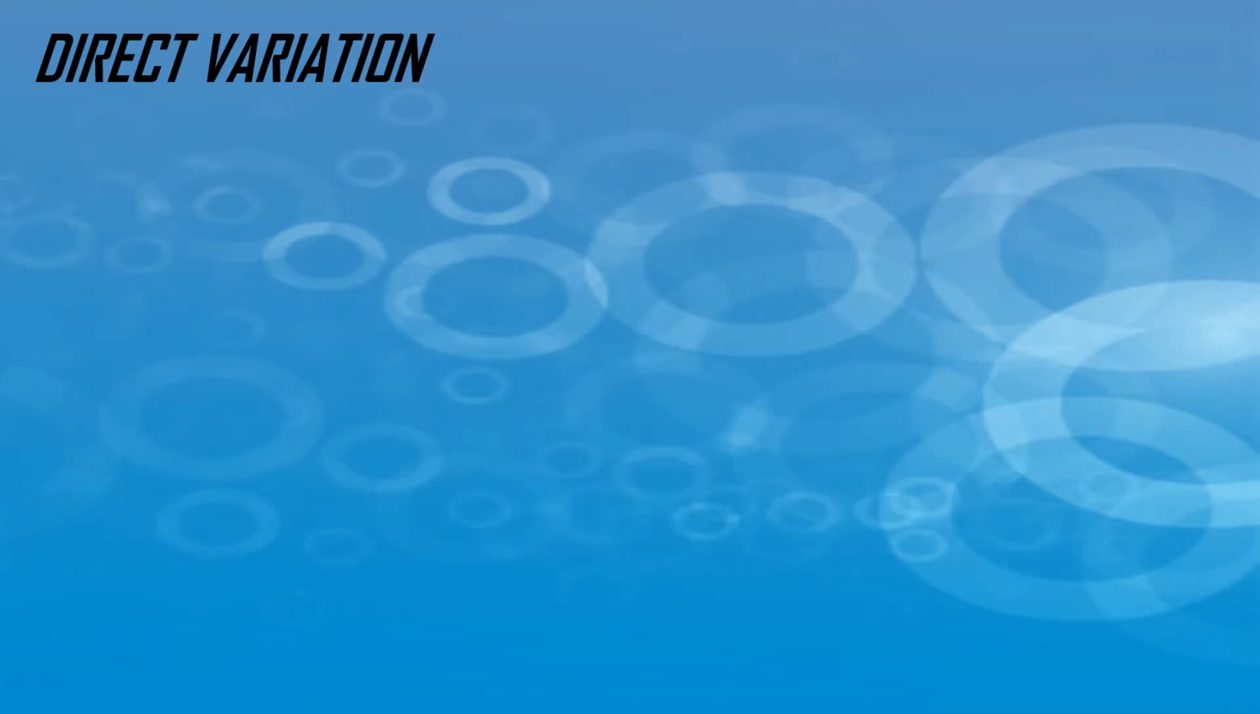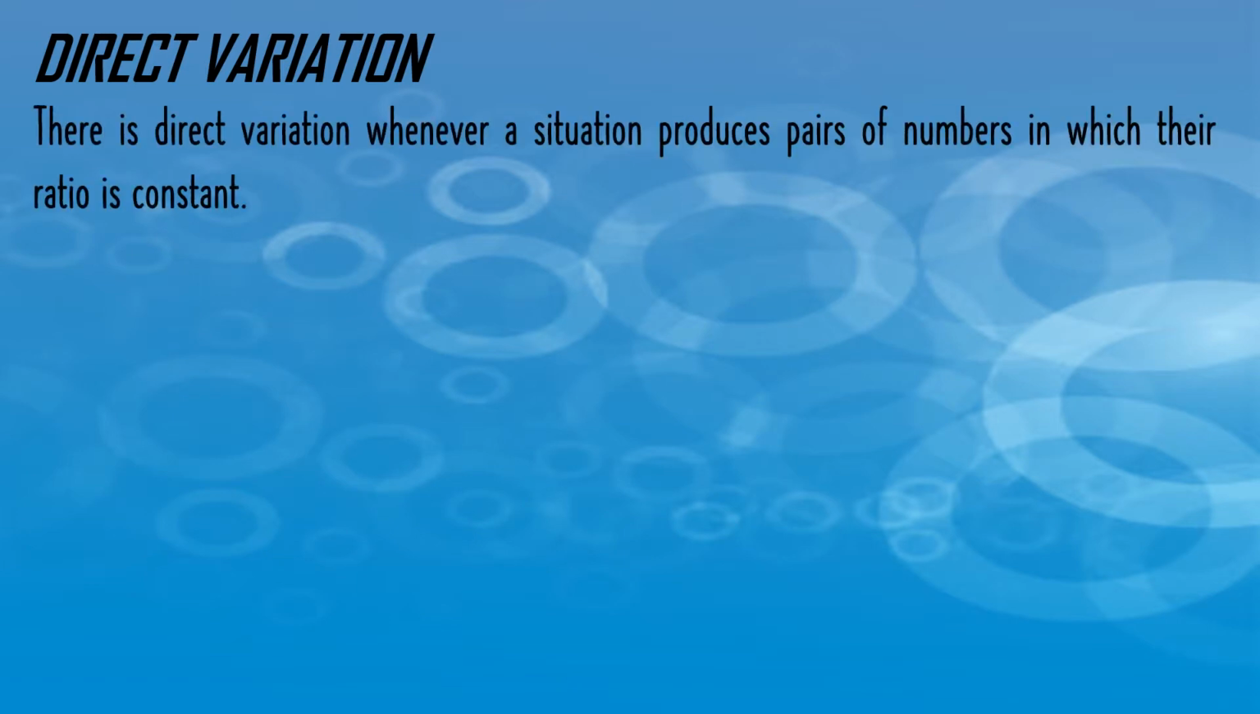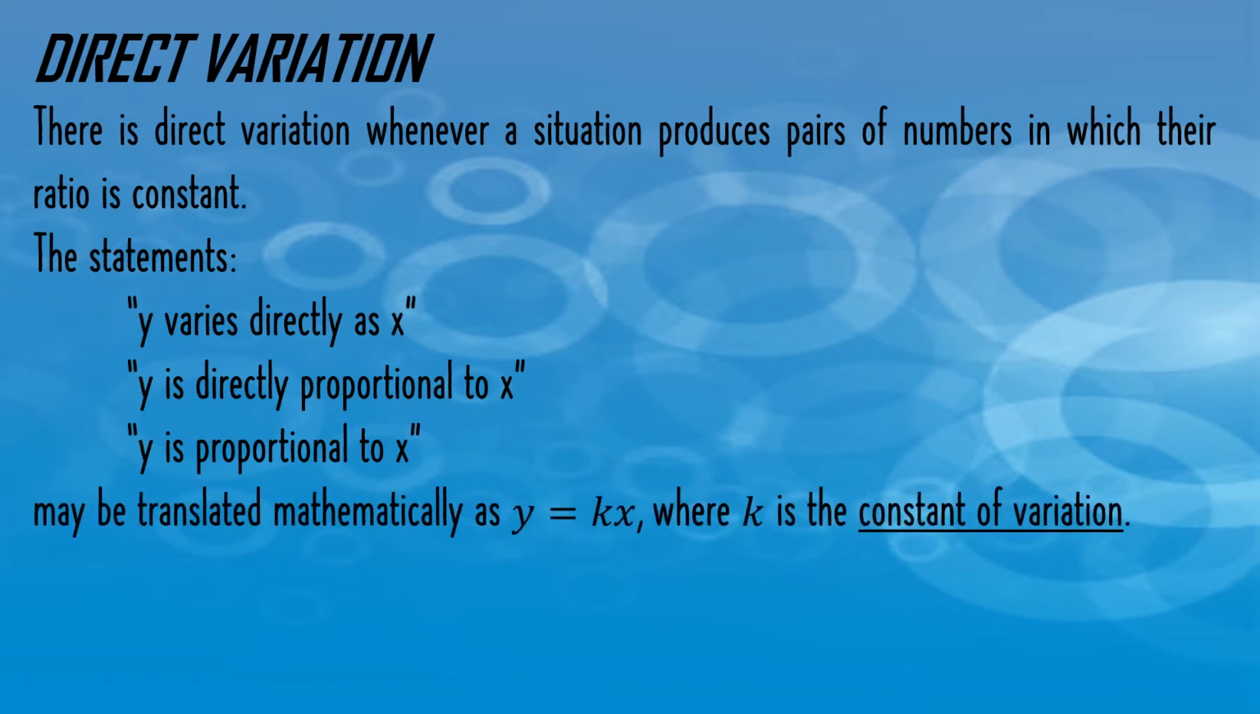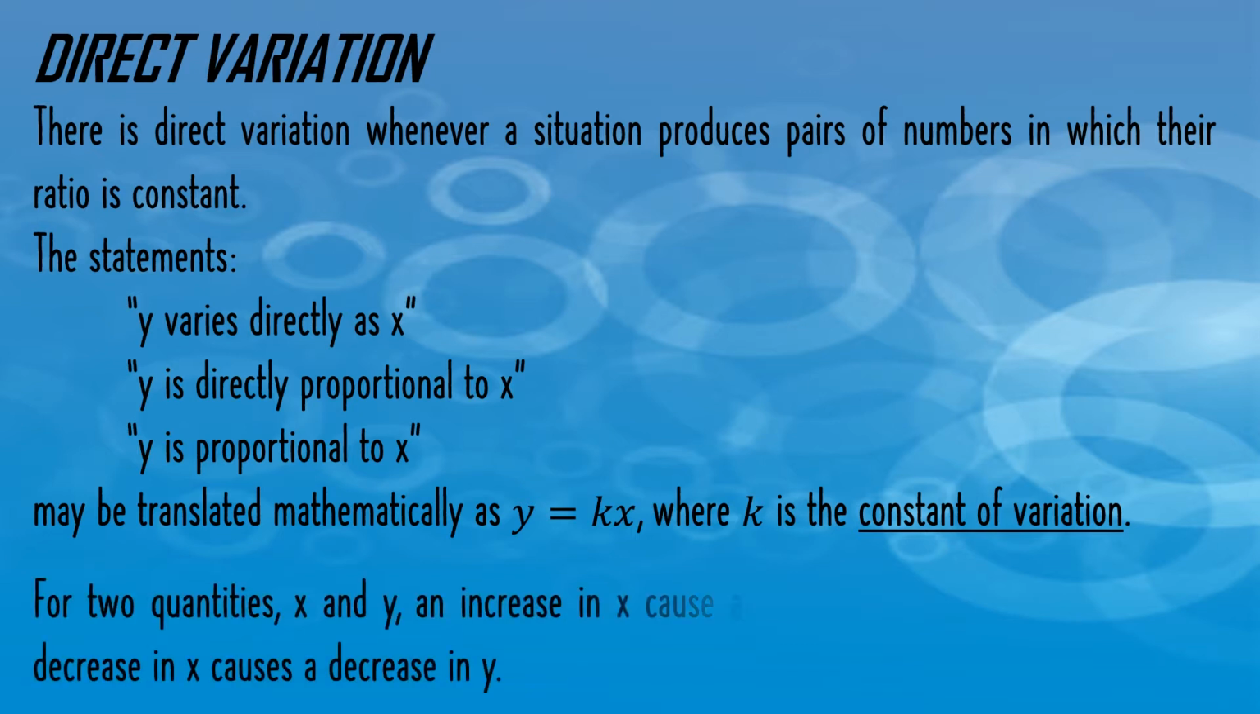So first is the direct variation. There is direct variation whenever a situation produces pairs of numbers in which their ratio is constant. The statements y varies directly as x, y is directly proportional to x, and y is proportional to x may be translated mathematically as y equals kx, where k is the constant of variation.